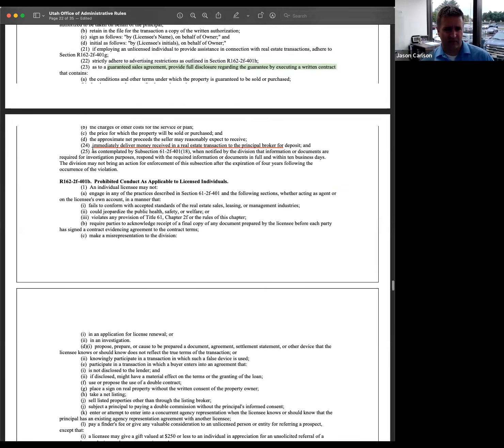And then the last one really is 24. Immediately deliver money received in the real estate transaction to the principal broker for deposit. That comes from the conversation I was telling you about at the start, where the agent had the earnest money for 30 days. Obviously, we know that it's due in 4 days. So now all of a sudden it's their client's default because the agent never turned in the earnest money. Just make sure you do that.